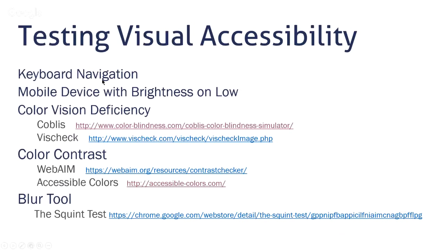So we already saw keyboard navigation. When you're building Power BI reports for mobile devices, the easiest thing to do is to look at your report or dashboard with your brightness on low. So you won't be able to read everything, and that's not the goal. But it's, do the important things stand out so I know where to navigate to get the information I want. And then if you want to check color vision deficiency, I tend to use Coblis, but there's VizCheck and a whole lot of other things and add-ins for browsers.